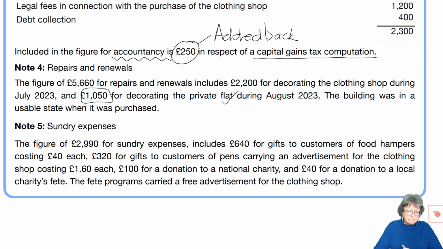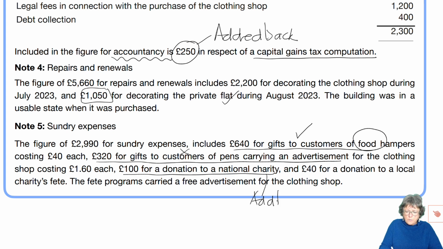Sundries. The figure of 2,990 for sundries includes gifts to customers of food, alarm bells, gifts to customers of pens carrying an advert. So that's got to be dealt with, but that doesn't have to be added back because it's got an advert on it. Donation to a national charity, not allowed, add it back. And £40 donation to a local fete, which had a free advert in it.